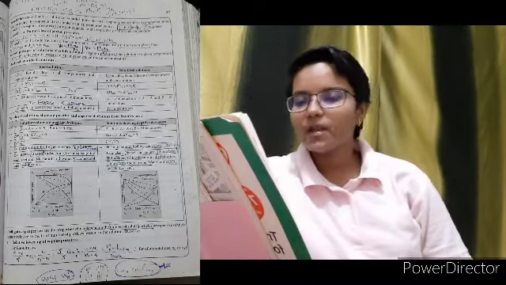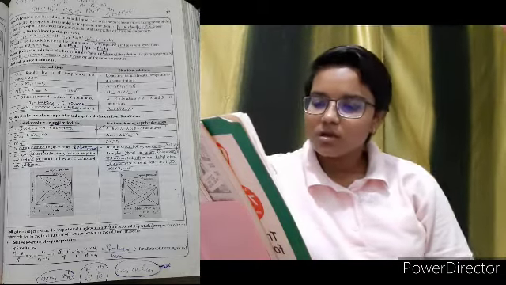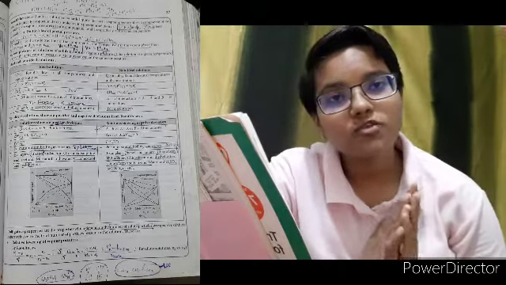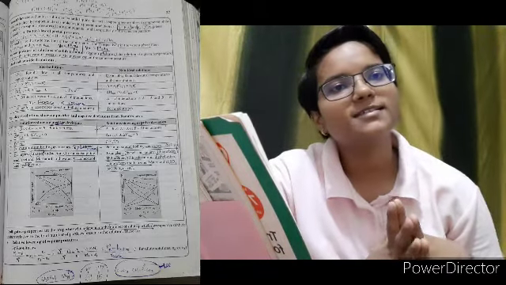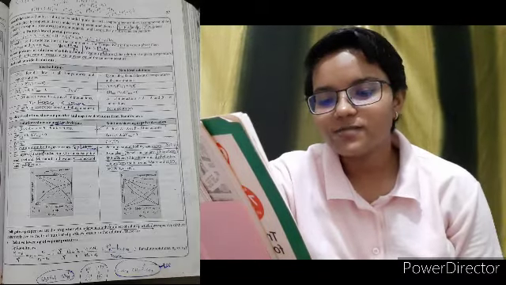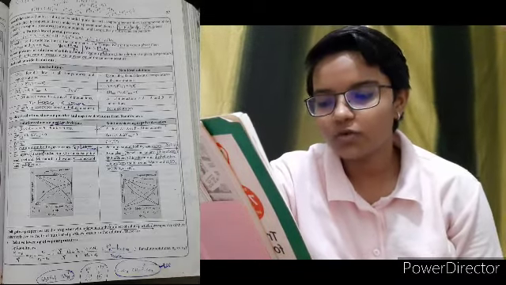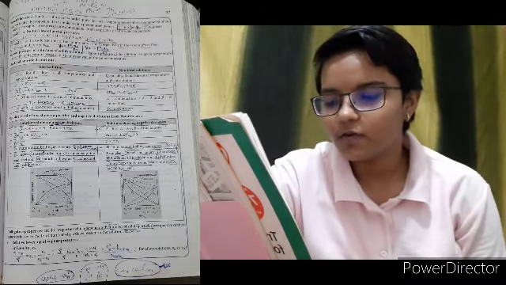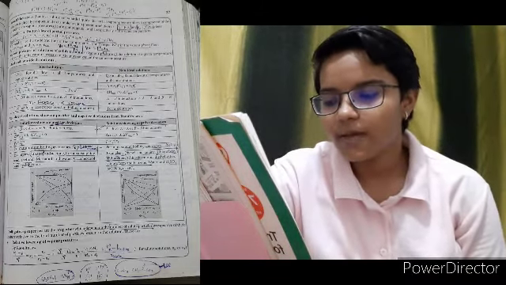Okay. Now colligative properties. Colligative properties are the properties which depend on the number of solute particles, irrespective of their nature, relative to the total number of particles present in the solution. These are relative lowering of vapor pressure by Raoult's law.